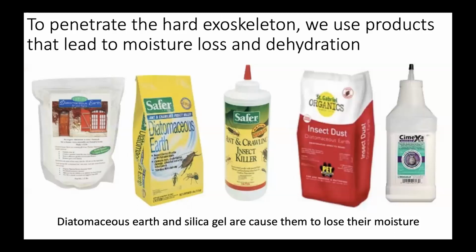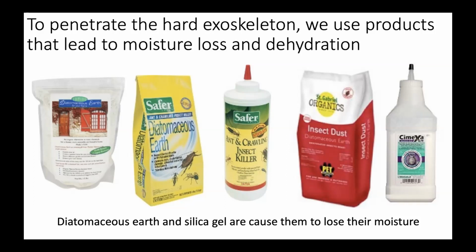One of the things that we do to try to combat that exoskeleton as humans is that we will use products that lead to moisture loss of insects and dehydrate them on purpose. So that's why we use diatomaceous earth in some cases, and that's why we use dust like silica gel, which is featured, I think, over this one. So it cuts them up and it allows moisture to be released from their exoskeleton and they won't survive.